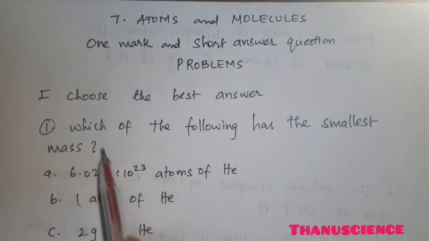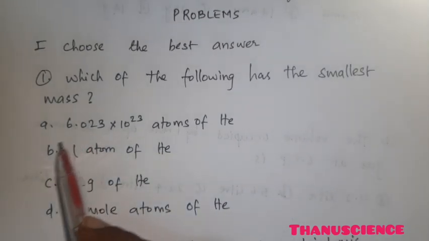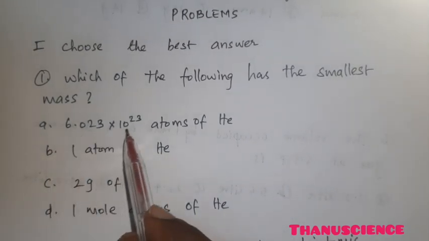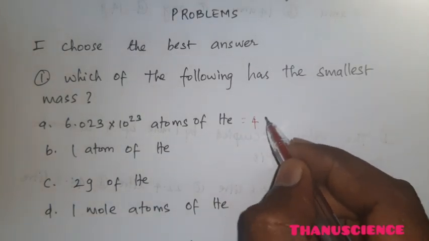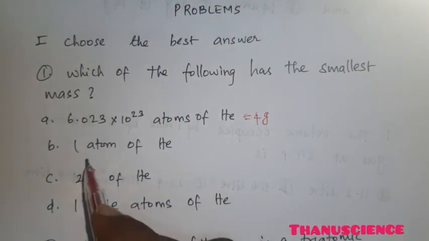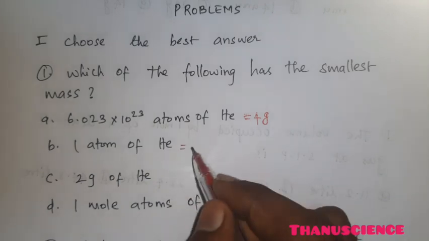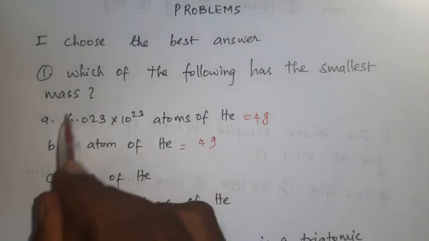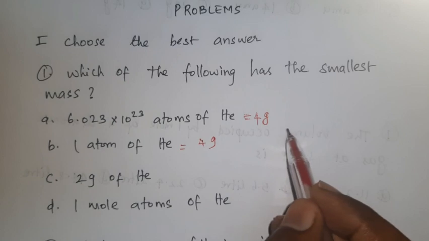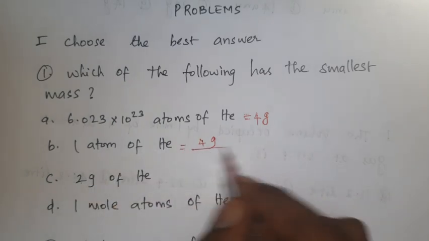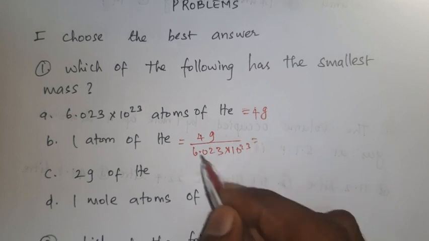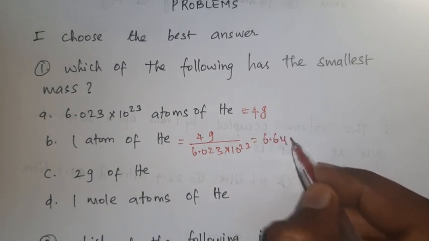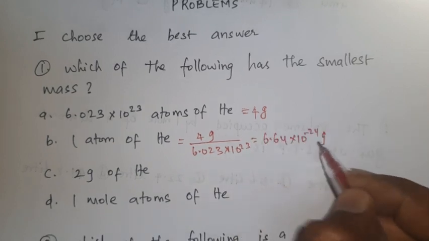First question, which of the following has the smallest mass? Option A is 6.023 into 10 power 23 atoms of helium, which is 4 gram. Next, 1 atom of helium: 4 gram divided by 6.023 into 10 power 23. If you simplify, we'll get 6.64 into 10 power minus 24 gram.